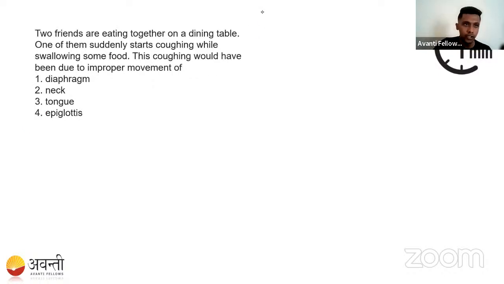So we have another question. Two friends are eating together on a dining table. One of them suddenly starts coughing while swallowing some food. This coughing would have been due to improper movement of what? I will relaunch the poll again. You can use the poll or chat box to answer the question.